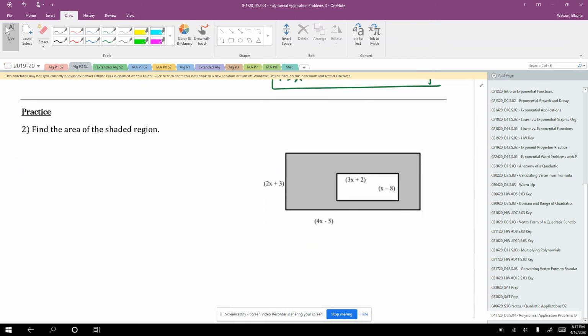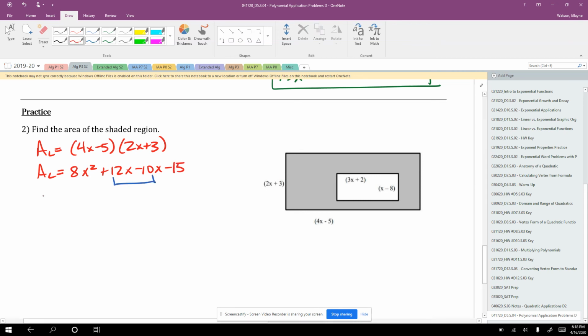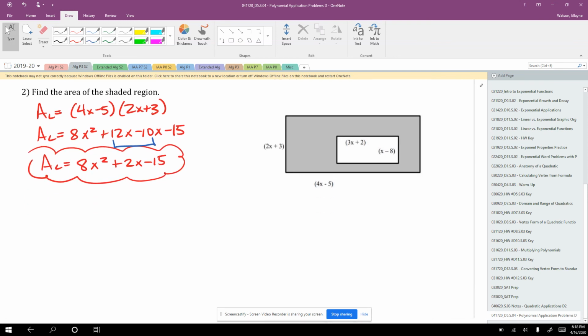So hopefully you're feeling good about this. You know the 3 steps in this, okay? So let's go through it. Area of the large is 4x minus 5 times 2x plus 3. Multiply out, you should get 8x squared plus 12x minus 10x minus 15. Look for your like terms. Combine them to get 8x squared plus 2x minus 15. Again, not our final answer, but a piece of the puzzle.